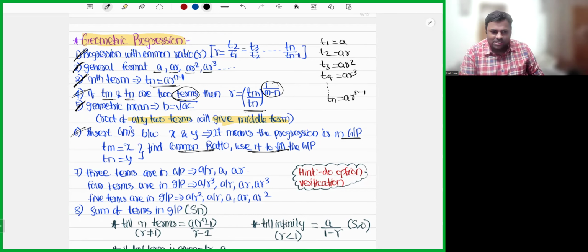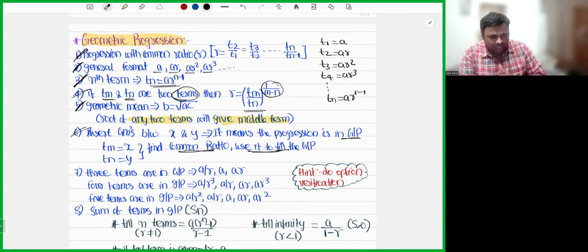Now, first I asked you, what is geometric progression? Geometric progression is a progression which has a common ratio, right? How will you calculate the common ratio? A term divided by its preceding term, that is Tn divided by Tn minus 1. Then we have seen the general format, a, ar, ar square, ar cube, so on, ar power n minus 1, right? So the nth term will be ar power n minus 1.